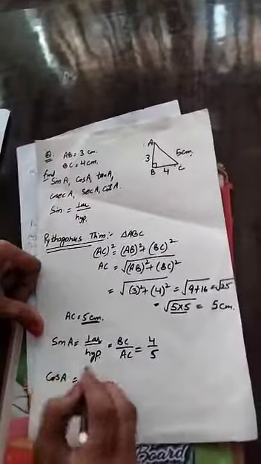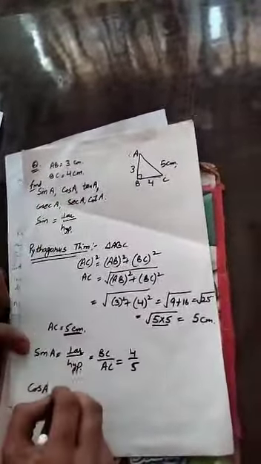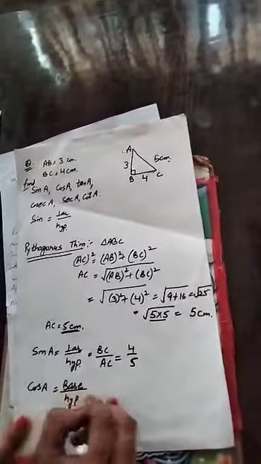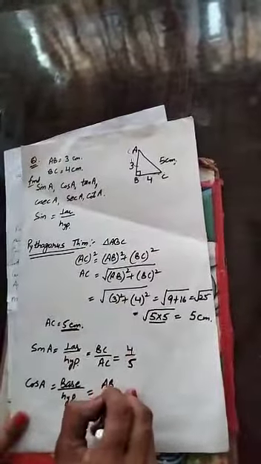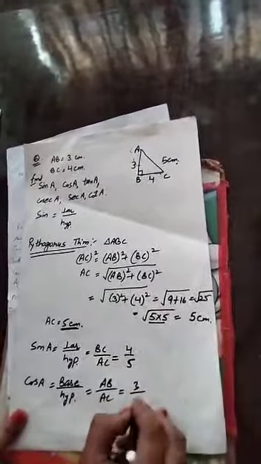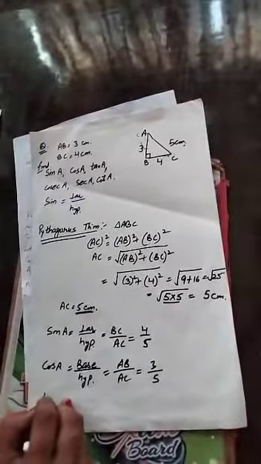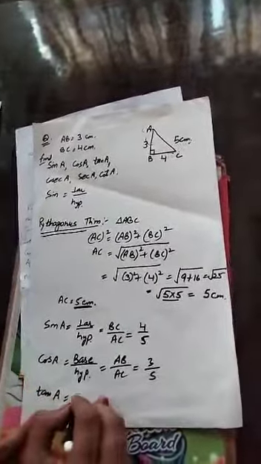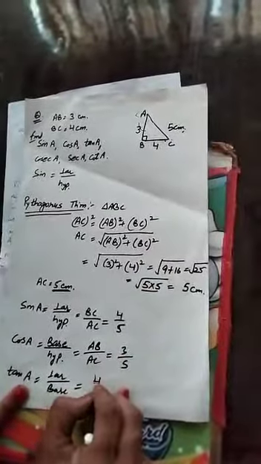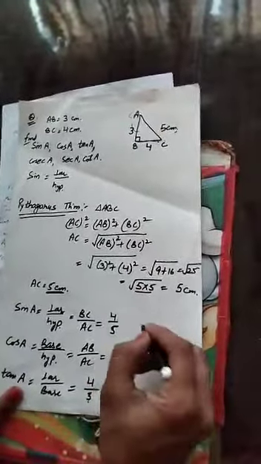Now cos A. What is cos A? Cos A is base over hypotenuse. Base is the adjacent side, that is AB over AC. AB is 3, AC is 5 centimeter. Now tan A is perpendicular over base. Perpendicular is 4, base is 3.